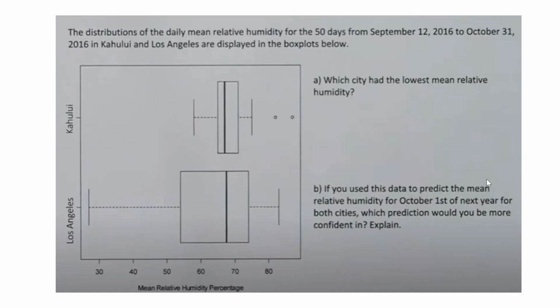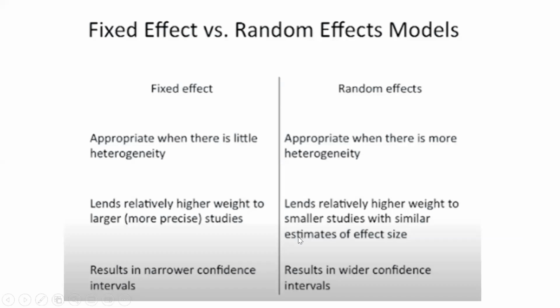If you use this data to predict the mean relative humidity from October 1st, which prediction would you be more confident about? You guys should answer this one. B, Kahului. Yes, because it is more concentrated around the median, so you can easily predict this one. Which city had the lowest mean relative humidity? Los Angeles. Yeah, that is this one here, right? Okay, so we are done with this.